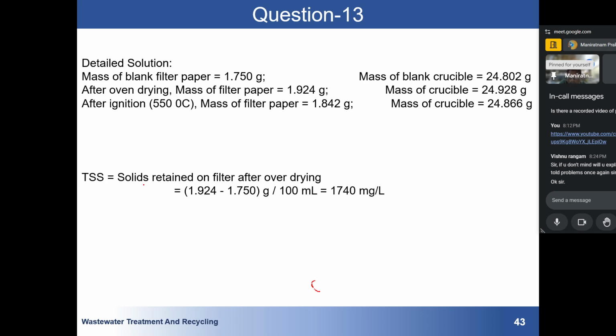So you have to just remember how much mass was retained on the surface of the filter paper, and we know the mass of the filter, so we can just subtract it, and we can find the concentration of suspended solid.